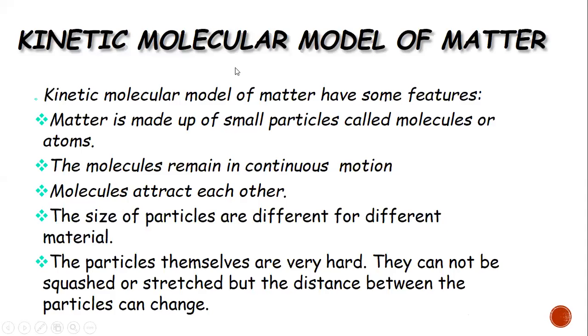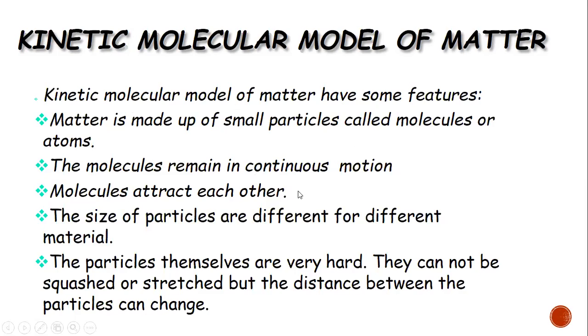So the kinetic molecular model helps us in understanding the properties of matter in a simple way. So what is the kinetic molecular model of matter? Its features are: matter is made up of small particles called molecules or atoms. The molecules remain in continuous motion. In every state of matter, the molecules are in continuous motion. That's why it leads to the idea of the kinetic molecular model.